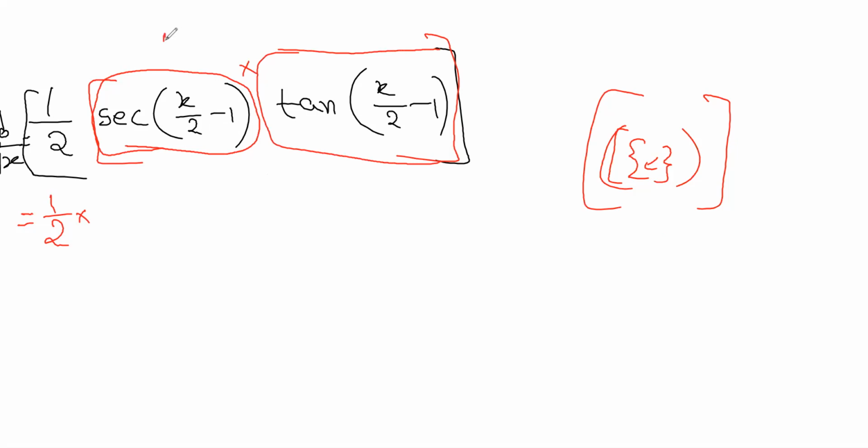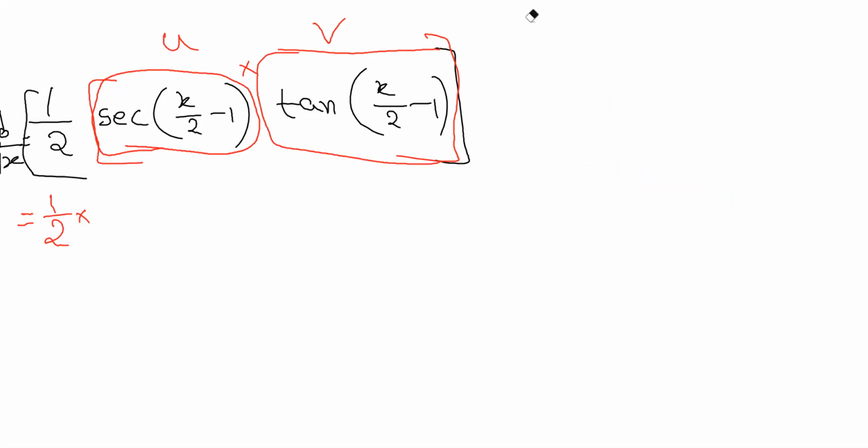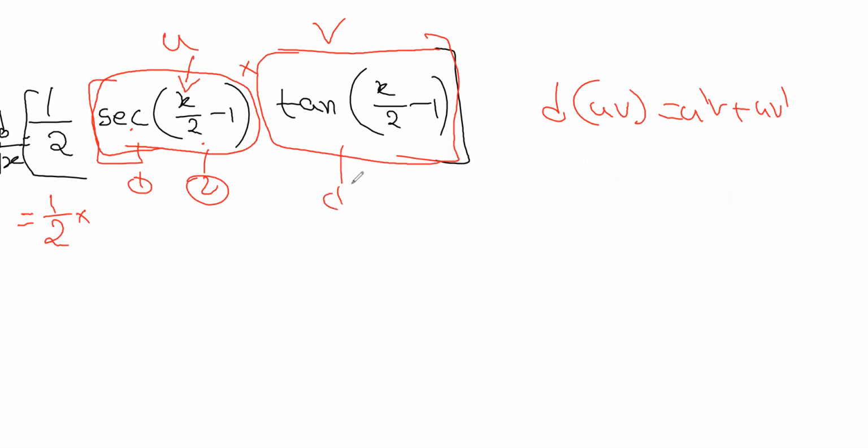This is u, this is v, u into v. Differentiation of uv is u dash v plus u v dash. While doing the differentiation of this, we will use chain rule because there is a secant function. Inside we have x by 2 minus 1 function. There are only two functions, that's it. First function, second function in u. First function, second function in v. Always we will use chain rule when there is a function inside a function. Here the two functions are multiplying. That's it.